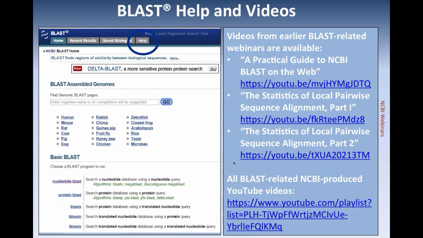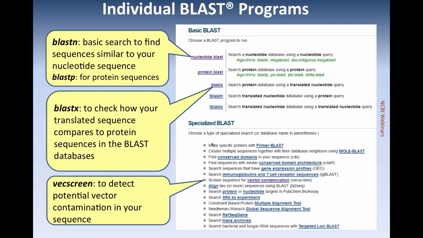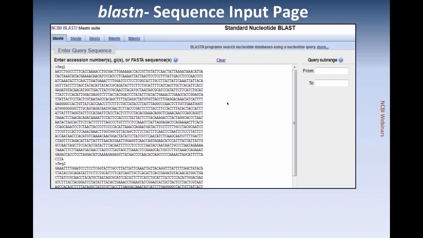When you are using BLAST for your data submission analysis, these programs are the ones that are most likely to be useful to you. BLAST-N looks at nucleotide sequence. BLAST-P can be used for protein sequences. BLAST-X is helpful because it takes your nucleotide sequence, translates it on the fly, and sees what is matching in the protein databases. And then if your sequence has any vector contamination, it's important to check for that by using the VecScreen program. So this is the BLAST homepage.